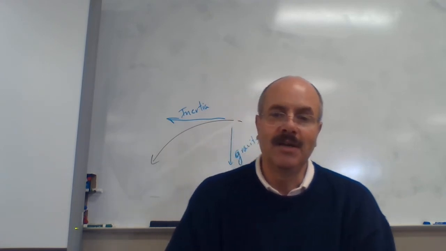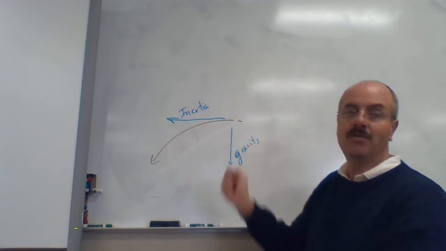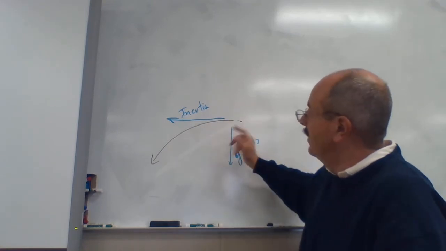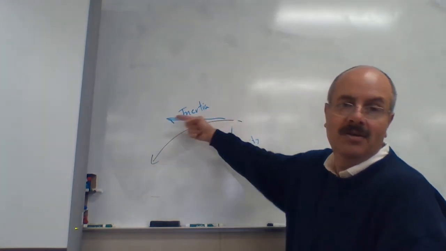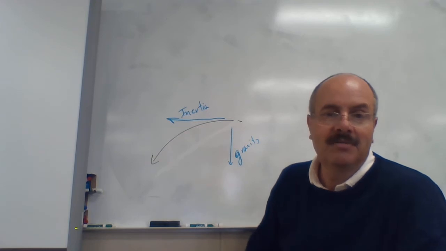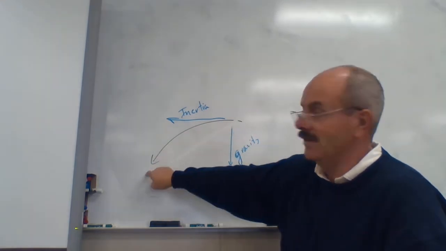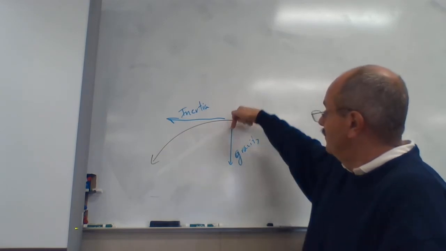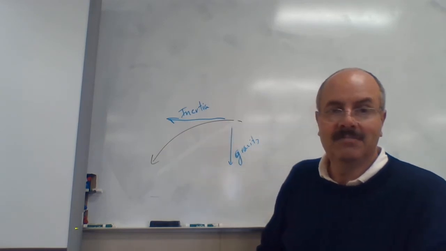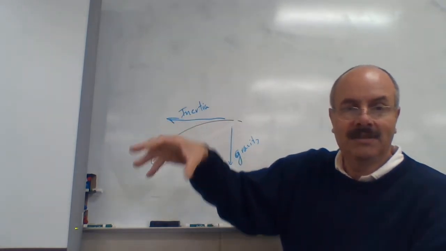Nope. Because of these two forces, gravity's pulling down, inertia's going forward. That inertia does not make the ball stay up in the air any longer. It just makes it so the ball ends up way out here. But the ball still falls at exactly the same rate as if you just took the ball and dropped it.